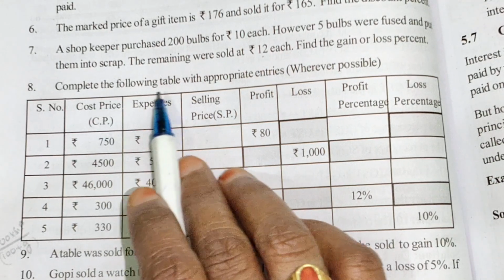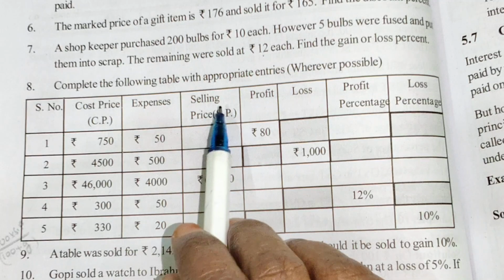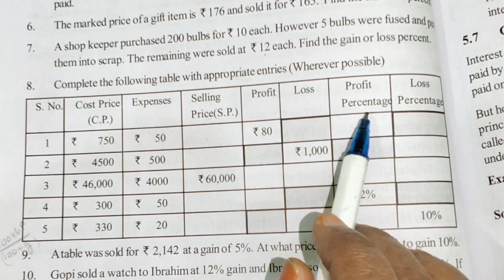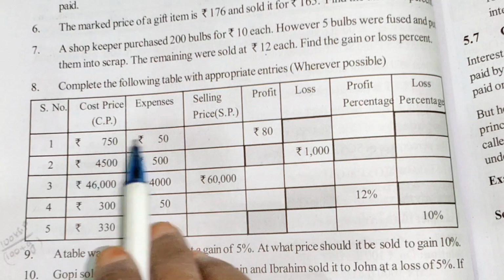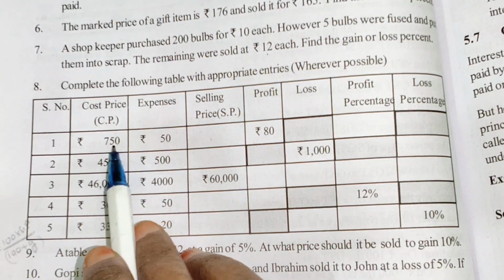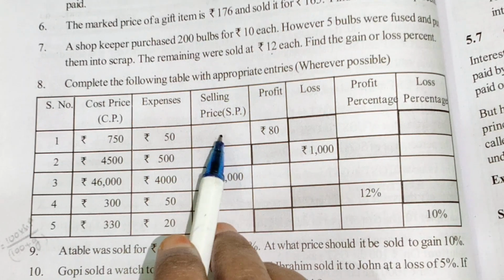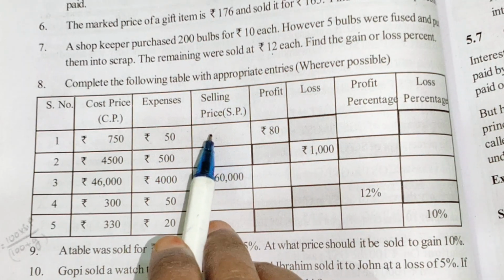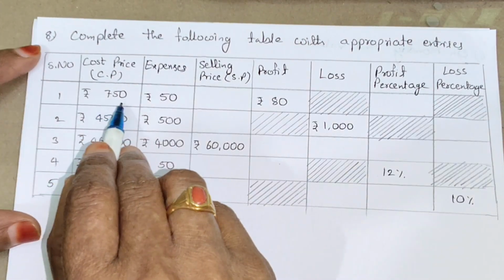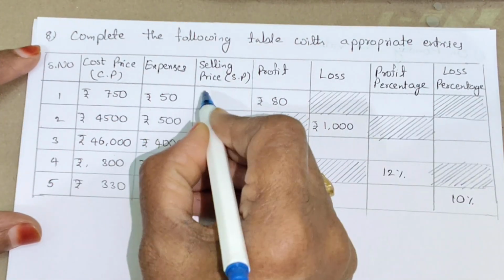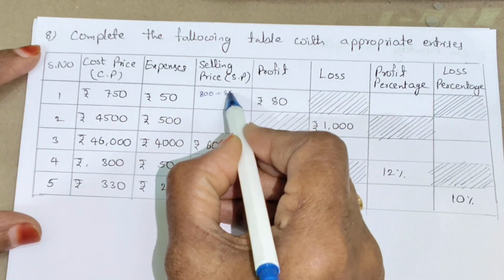8th question: complete the following table with appropriate entries. Here we have cost price, expenses, selling price, profit, loss, profit percentage, loss percentage. First, the cost price is 750 rupees and expenses are 50 rupees. So we find the selling price. Cost price 750 plus expenses 50, total 800. Profit is 80, plus 80.